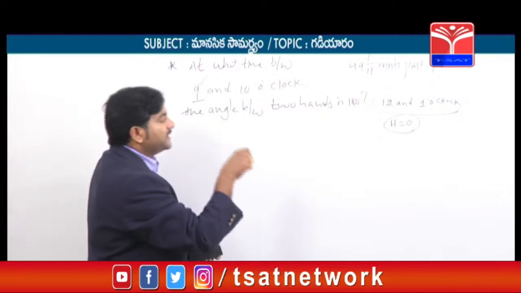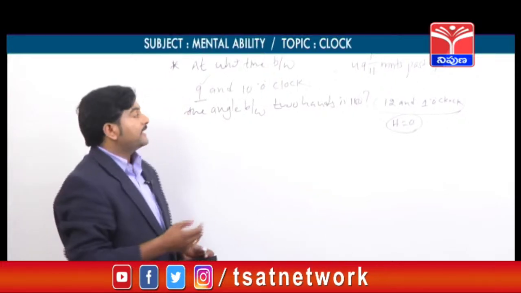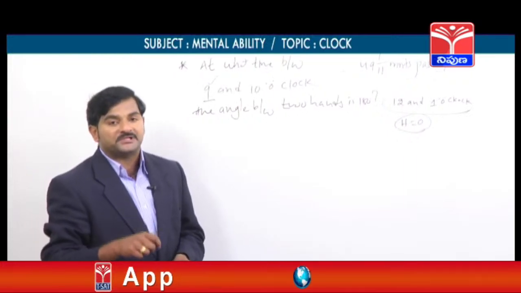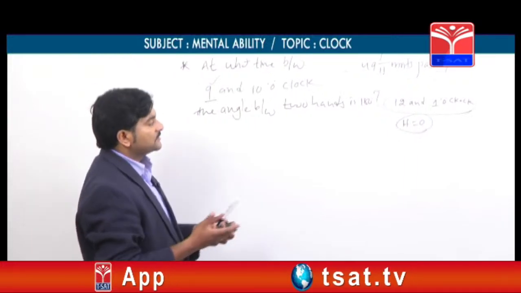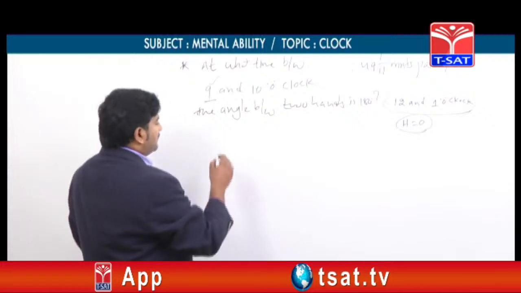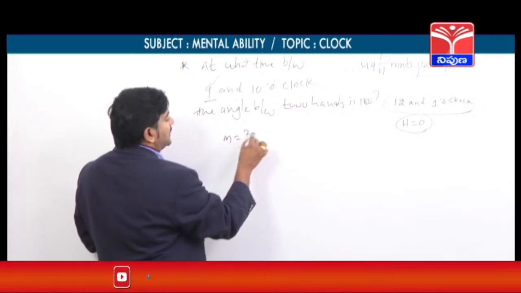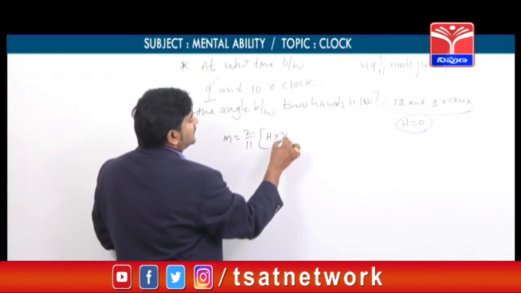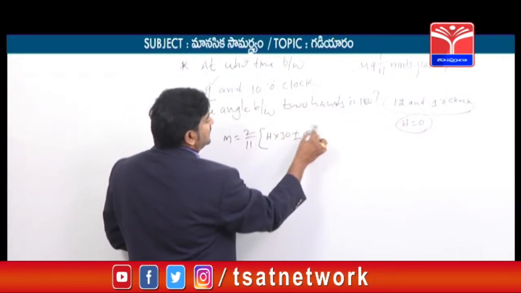Or instead of 180 degrees, he may ask at what time between 9 and 10 o'clock the two hands are on the same straight line but in opposite directions. So the meaning is the same. When, for example, we look into this formula, what is the formula? M is equal to 2 by 11 into (h into 30 plus or minus theta).